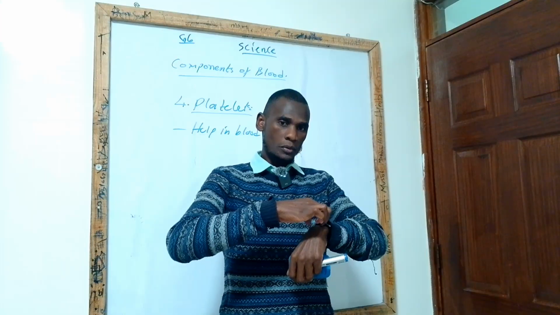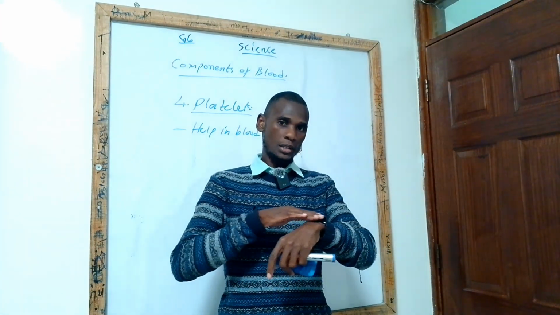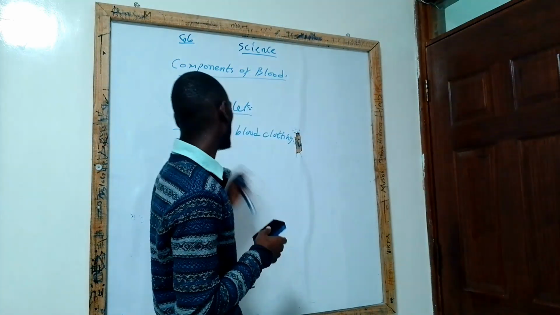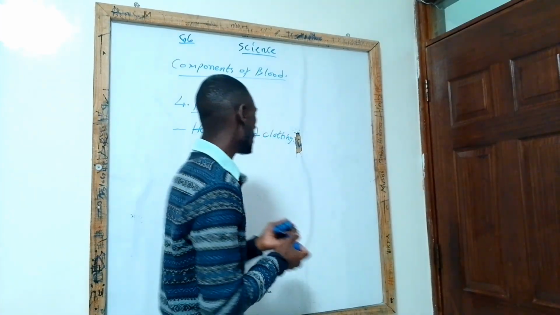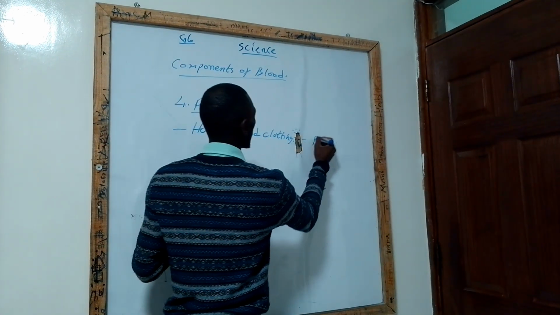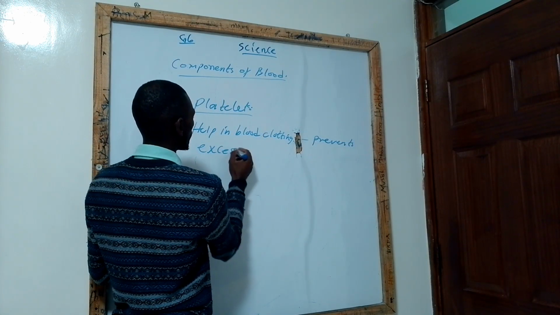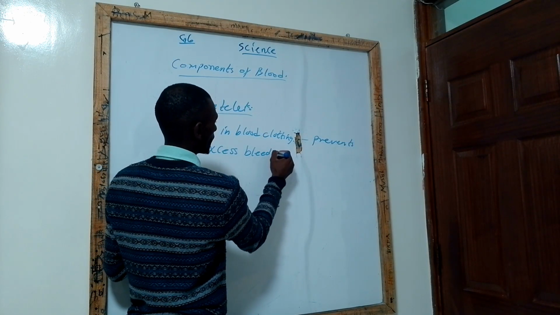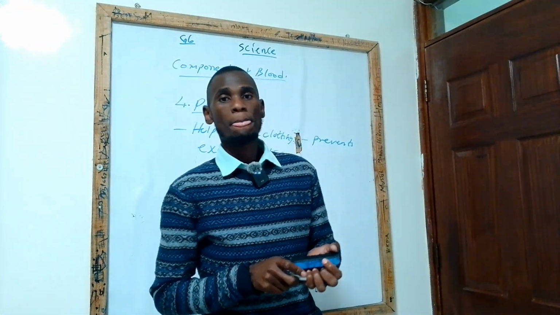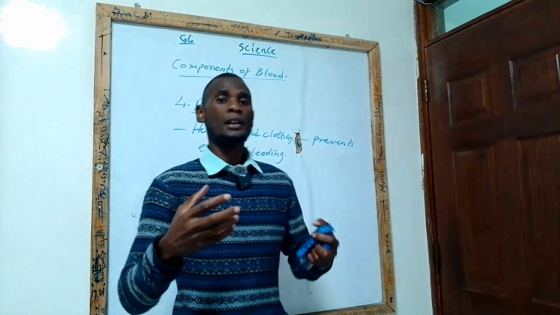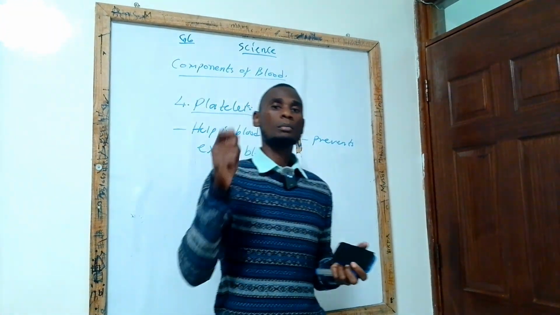And if you happen to remove that coat that has been formed, it starts bleeding again. So that coat that has been formed is what we refer to as clotting. It makes the blood clot, to prevent excess bleeding. A very important component of blood. This is what makes our body stop bleeding in case of an injury, so that you don't bleed excessively.